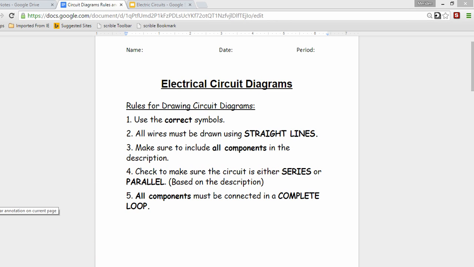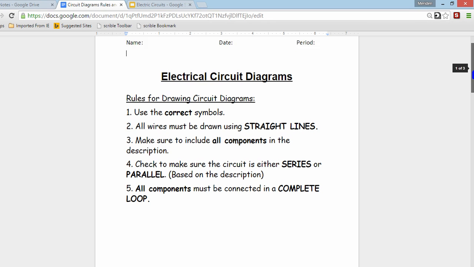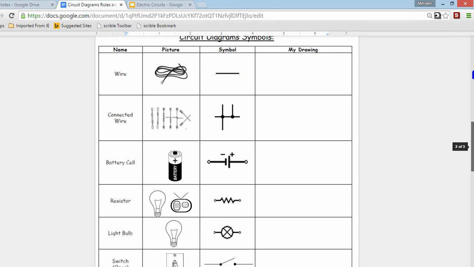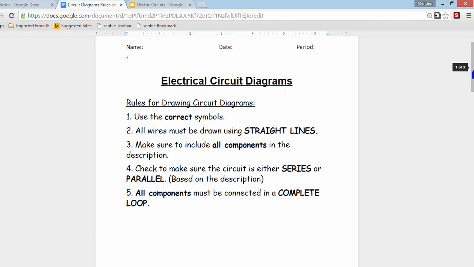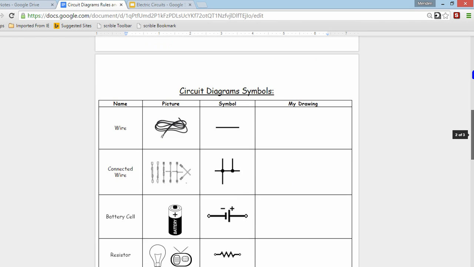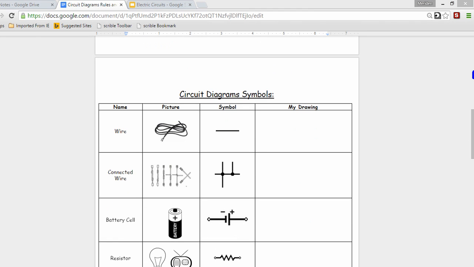When you're drawing your circuit diagrams, please refer back to these notes. It's very important. All right, let's talk about our symbols here. Okay, symbol for a wire. The wire that connects the batteries is simply a straight line. So right now in your notes, please draw your interpretation of this symbol, which should be something like this, a straight line. Get it as close to straight as possible. You do not need a ruler.